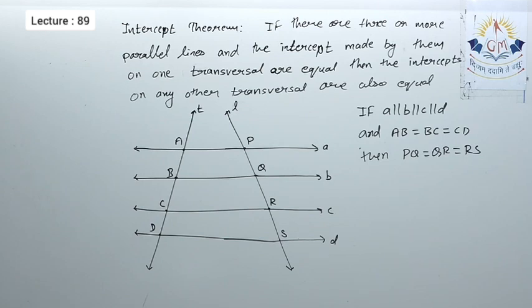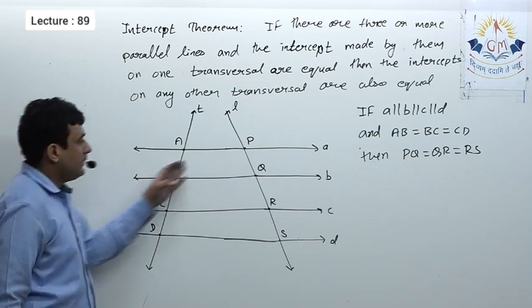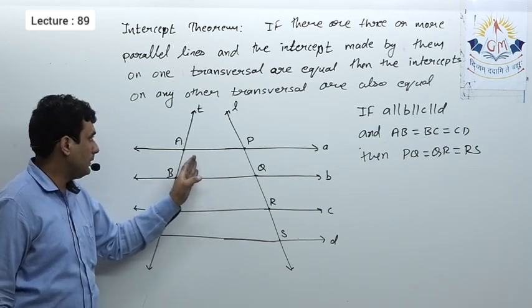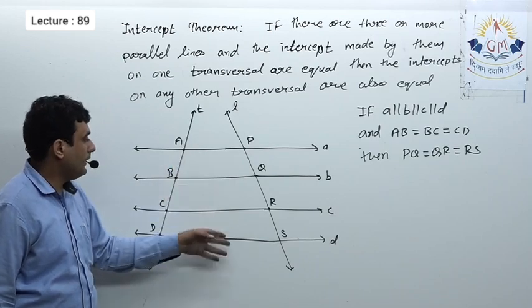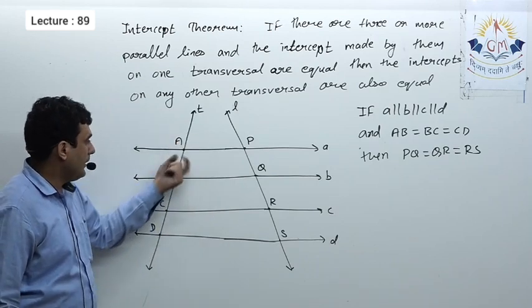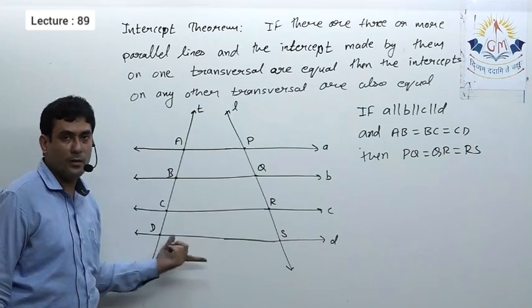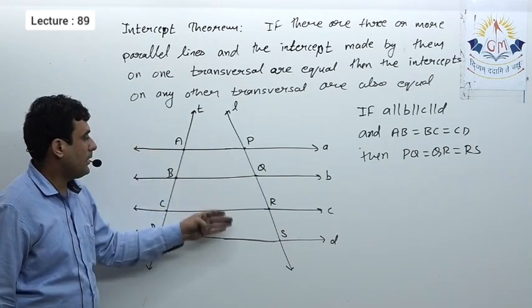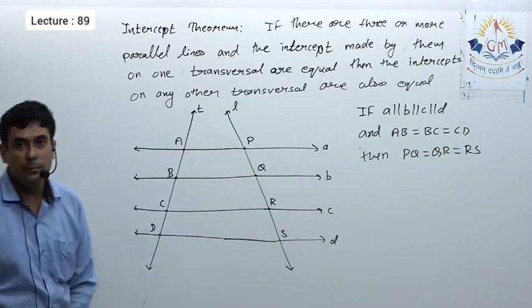Then we'll see the converse of the intercept theorem. The converse says that if there are three or more lines such that the intercepts made by two transversals are equal, then the lines will be parallel.